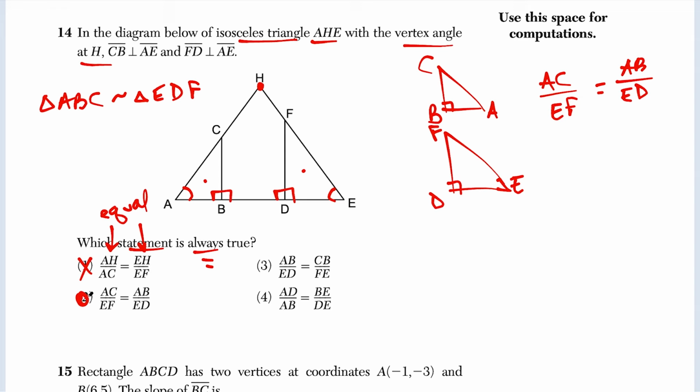So this is definitely the one. But now let's see, why are the rest of the answer choices no good? So we have AB over ED. So AB over ED is the bottom of the small over the bottom of the big. So we already have it written out over here.